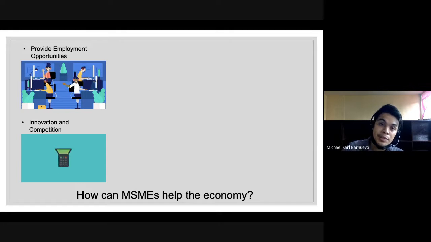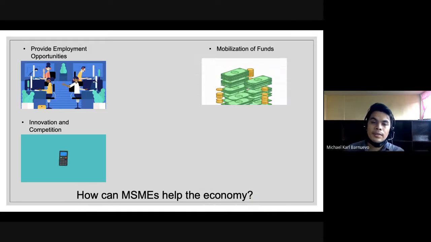Yan. The other restaurant will do the same. At nandun na yung competition. Diba? Pagandahan na sila ng product. Who will benefit? It will always be the customers. Okay? Ayan. Number 3 is mobilizing.